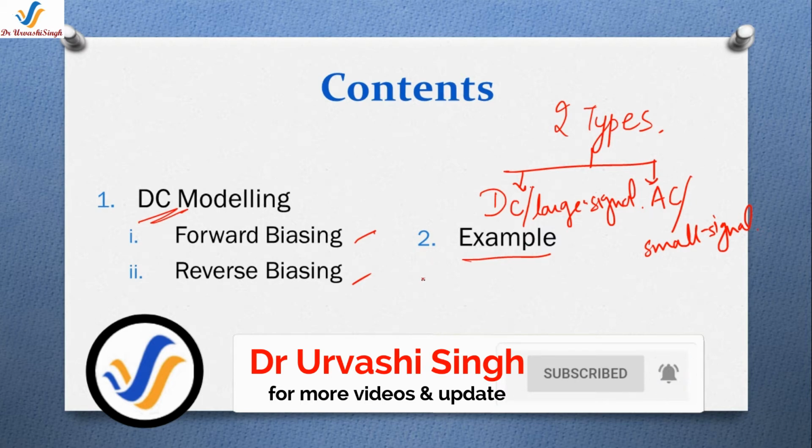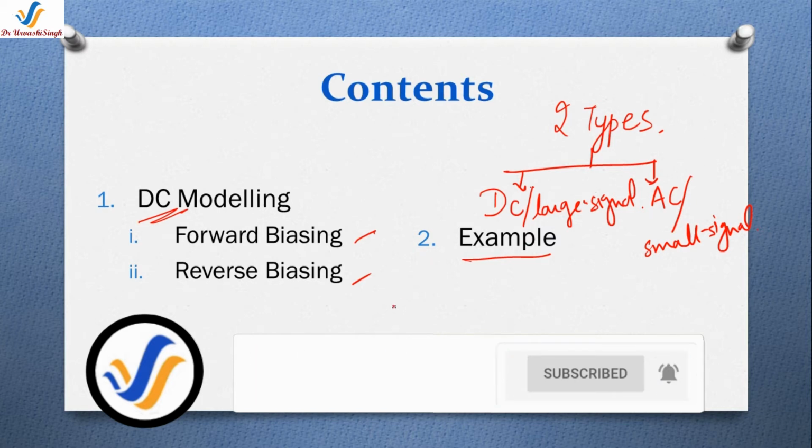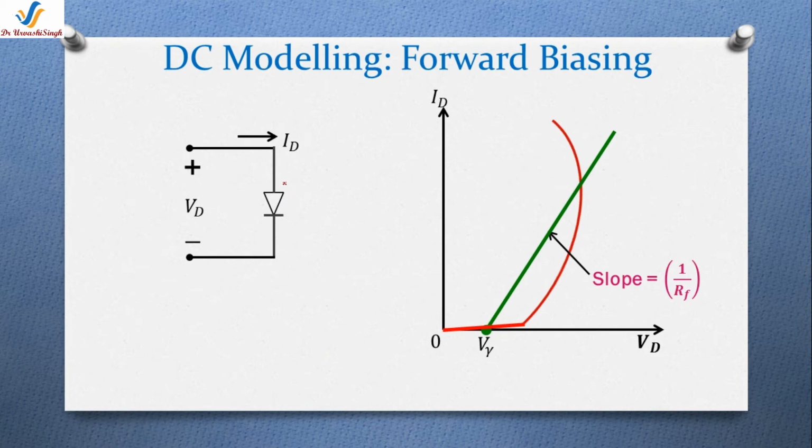So let's start the DC modeling of the diode in forward biasing. When we say that the diode is in forward biasing, it means the P side is at more positive voltage than the N side. So this is the case of forward biasing, and you know that after the cut-in voltage you will get an exponential increase in the diode current. Let's interpret this forward bias characteristic first.